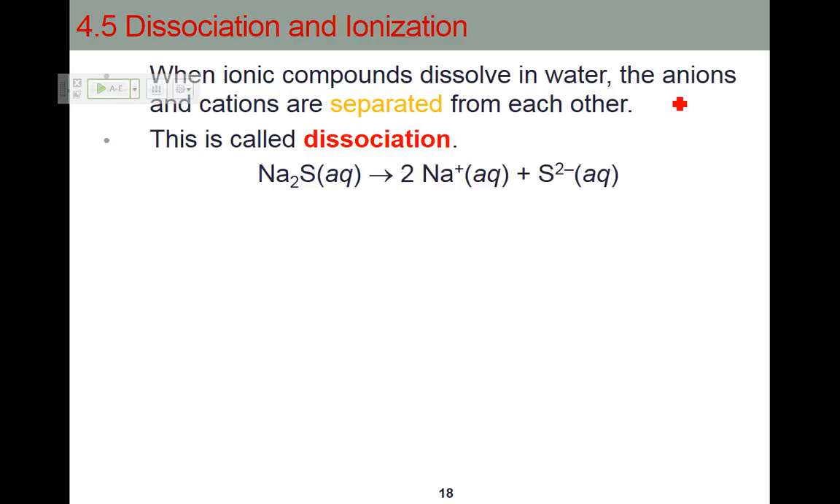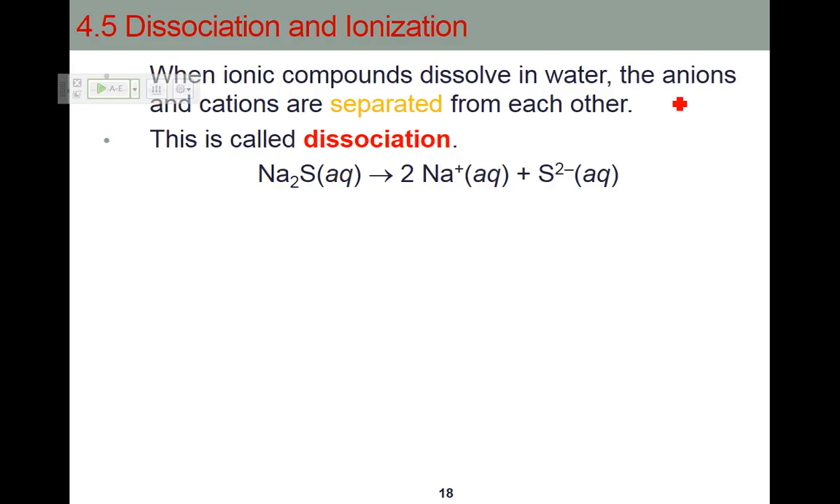When our anions and cations are separated from each other and surrounded by water, we call that dissociation. So if we took Na2S and put it in water, we know it's in the water state by putting that AQ. The AQ means aqueous, meaning it's dissolved in water. So anytime you see AQ, that means dissolved in water. We've seen that with acids, but that can also be true here. So we made a solution of Na2S.